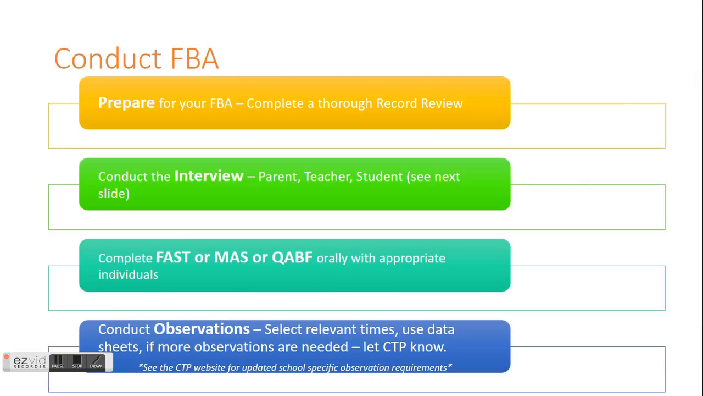Conduct FBA. Prepare for your FBA. Complete a thorough record review. Conduct the interview with parent, teacher, student. Complete your FAST, your MAS, or the QABF orally with appropriate individuals. Conduct observations. Select relevant times. Use data sheets. If more observations are needed, let Connecting the Pieces know. See the Connecting the Pieces website for updated school-specific observation requirements.